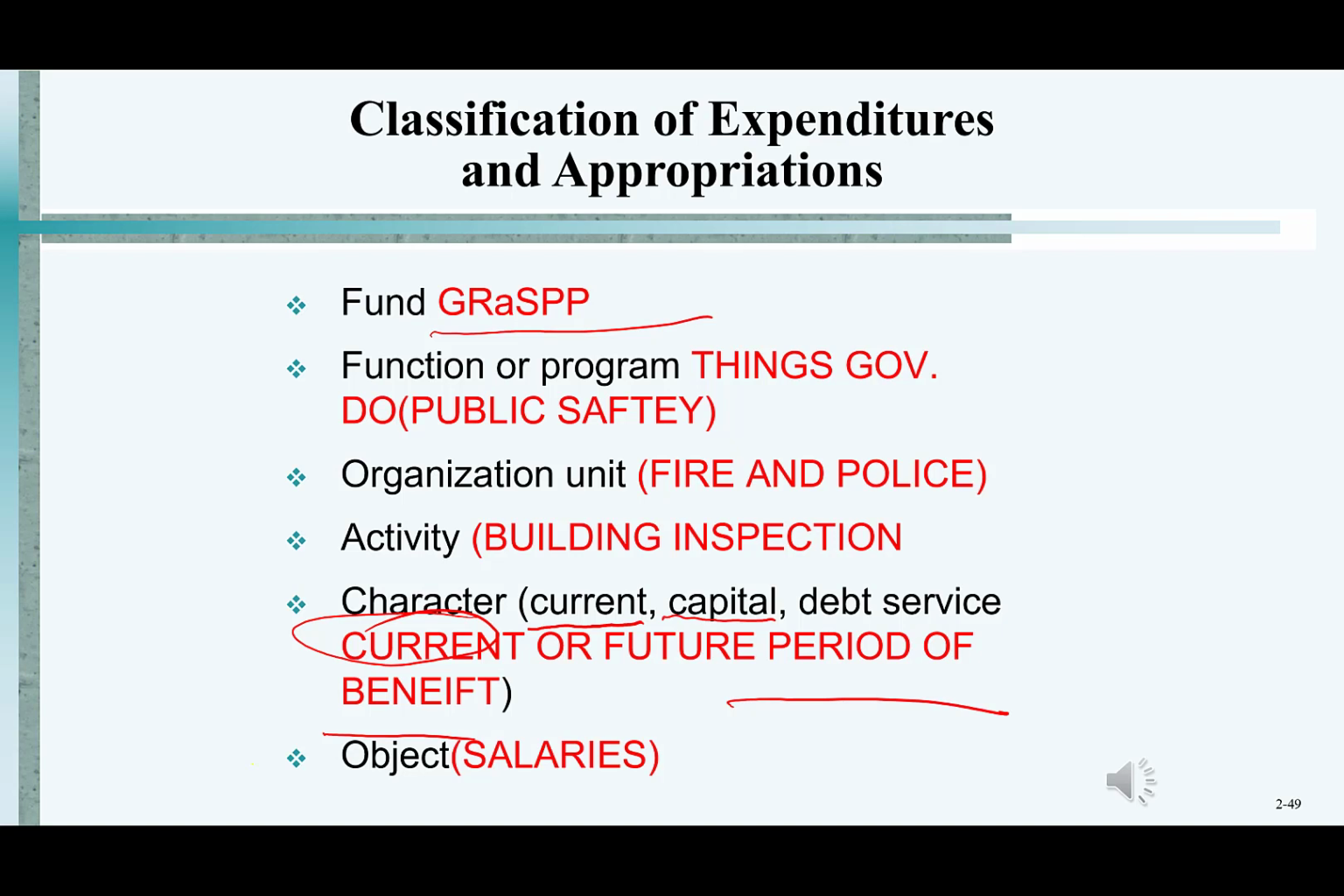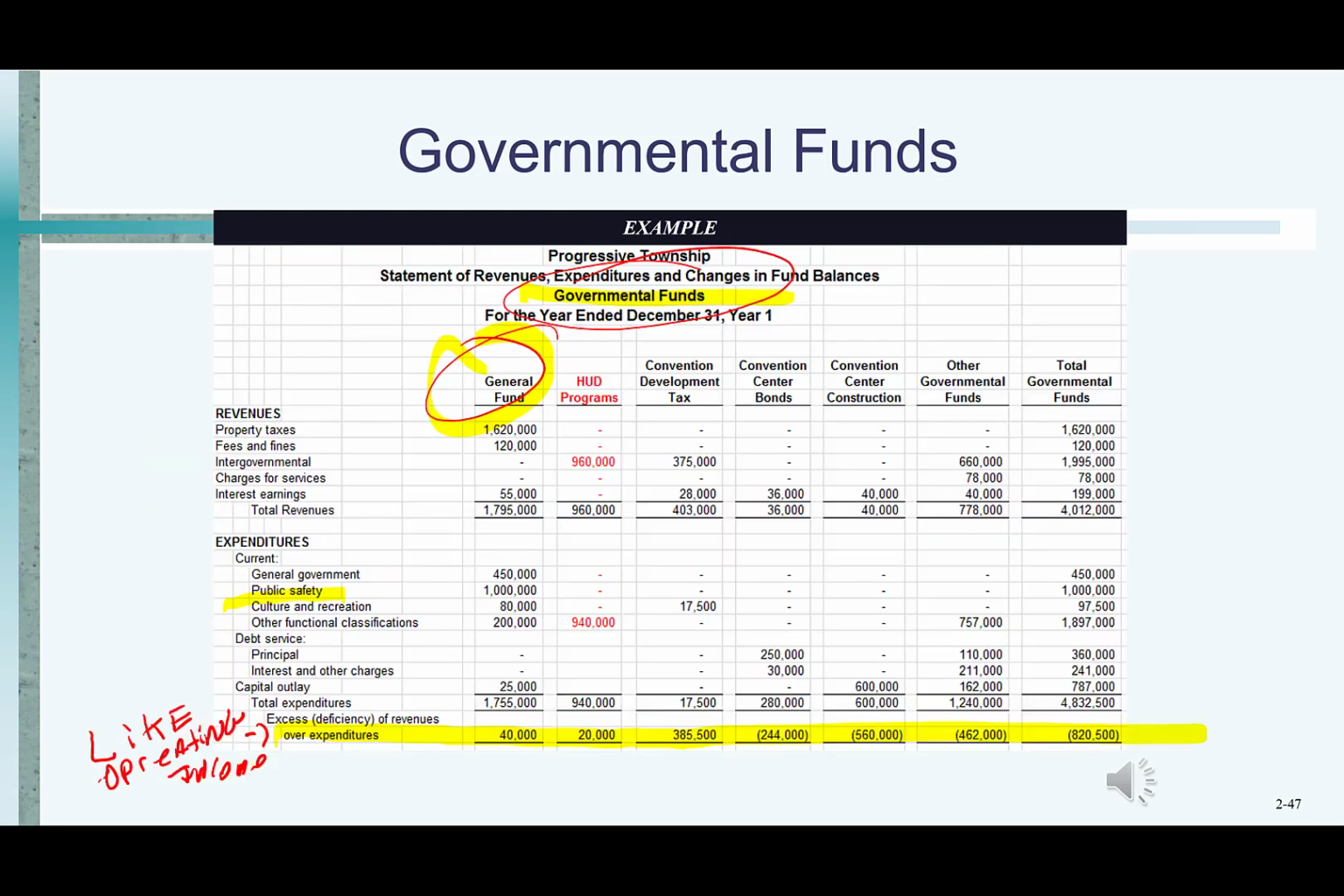So we will see functions or programs on the statement of revenues, expenditures, and change in fund balance. Programs are things governments do. Do governments keep you safe? They try. So public safety is a program, isn't it? Okay. So if we go back to our statement of revenues, expenditures, and change in fund balance, there's a program called public safety.